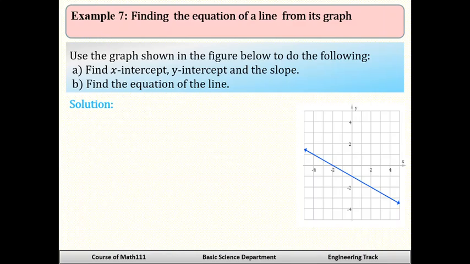Let's look at this example. It says, use the graph shown in the figure below to do the following. Find the x-intercept, y-intercept, the slope, and the equation of the line. So first, let's find the x-intercept. The x-intercept is minus 2. And the y-intercept is minus 1.